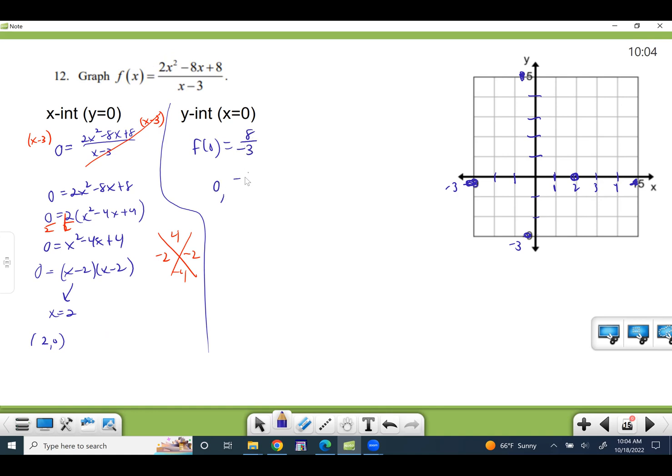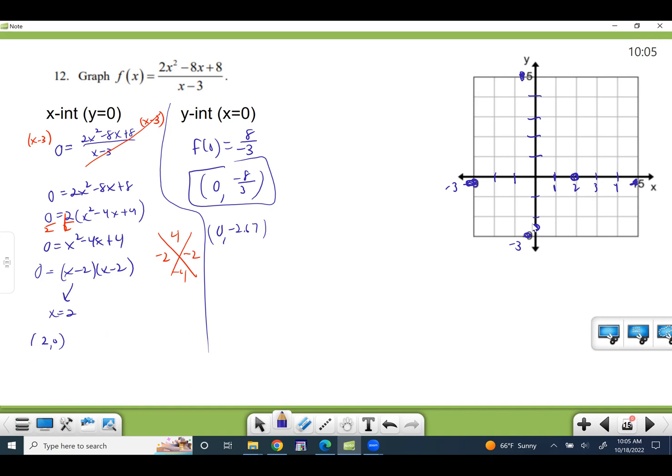So 0, -8/3 would be where we would have our y-intercept, which, if you want to put it into the calculator, is -2.67 approximately. Don't put that into Connect Math, that would be wrong because I rounded. So 0 and -2.67, so maybe about right here, you guys.